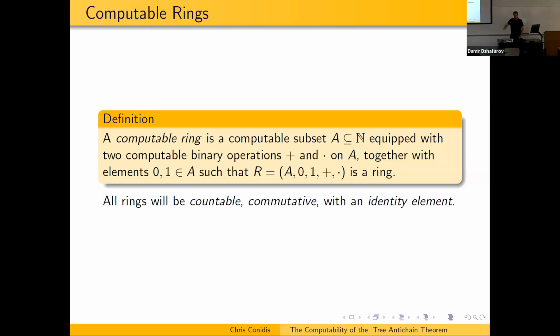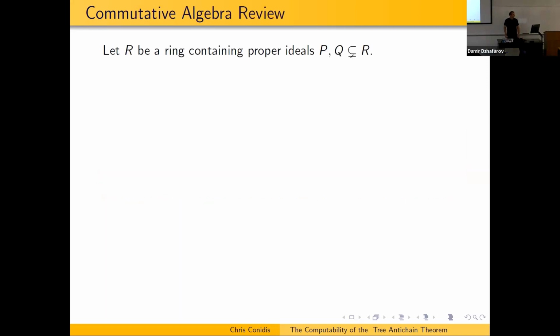In the context of this talk, I don't think it's going to be an issue for this audience. It does come up once in a while, but all the rings that I'm going to consider today are going to be countable, commutative, and have an identity element. That's just standard.